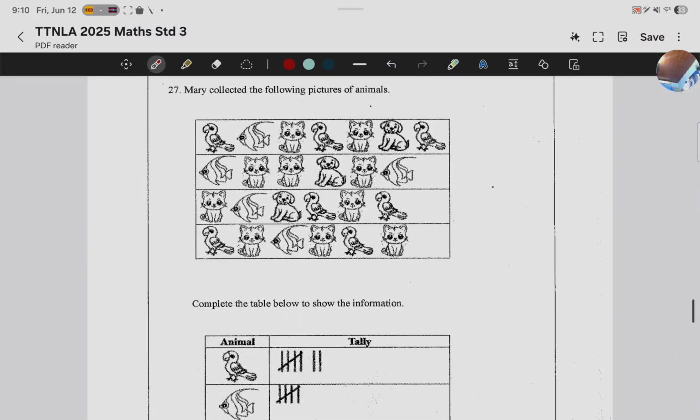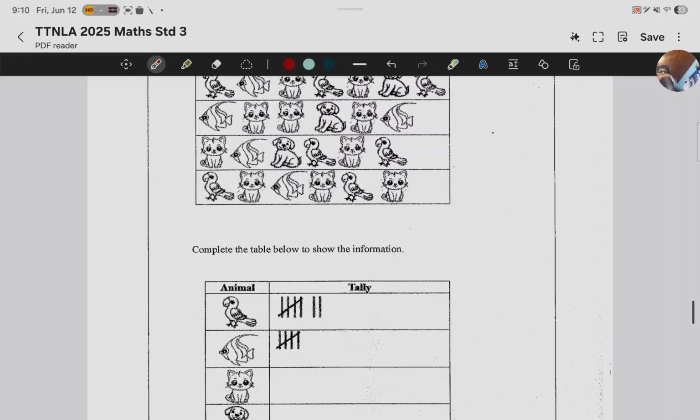Number 27, Mary collected the following pictures of animals. Complete the table below to show the information. So we need to complete the tally.